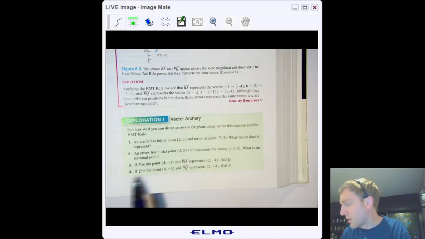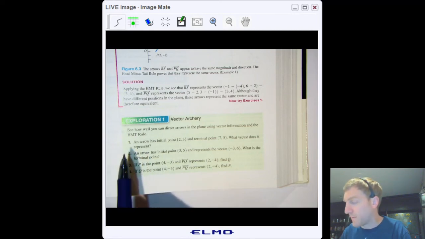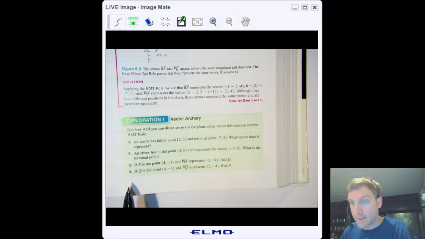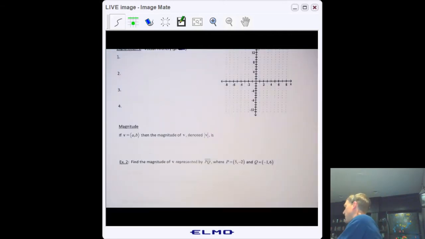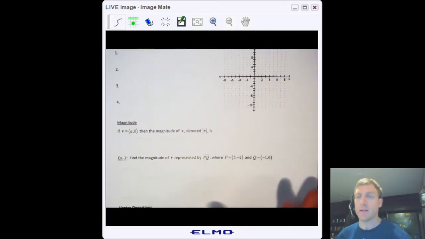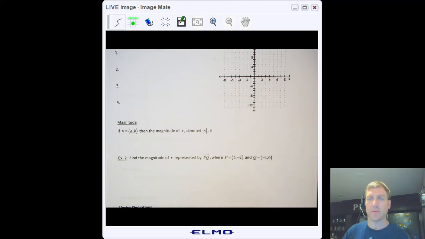In 4, you're working backwards. You have the terminal point and the vector. Find the initial point. So just to be clear, in number 1, your answer should be a vector. In number 2, 3, and 4, your answer should be a point. Okay, so why don't you try those 4 right now? Pause the video, please. Try those 4 right now, and then when you're done, come back and I will go through the answers.